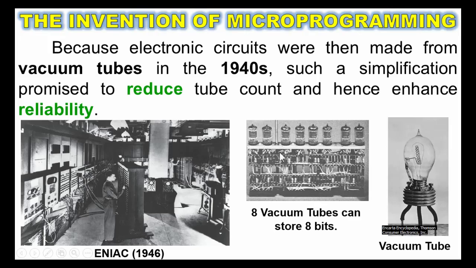These 8 vacuum tubes can store 8 bits, or binary digits, made up of ones or zeros. In 1946, the Electronic Numerical Integrator and Computer, called ENIAC, was built, and it had 18,000 vacuum tubes. It weighed 30 tons and occupied 1,500 square feet of floor space, and ENIAC is indeed a giant, colossal, gargantuan computer in the past.